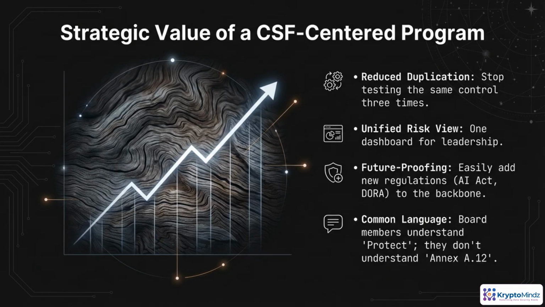A CSF-centered program becomes more than a control checklist. It's your organizing backbone. You reduce duplication by testing once and reusing evidence across frameworks. You gain a single, unified view of risk that leadership can understand and act on. You also future-proof your program. New regulations simply map into the same structure, and you get a common language that finally aligns security, risk, and the board.